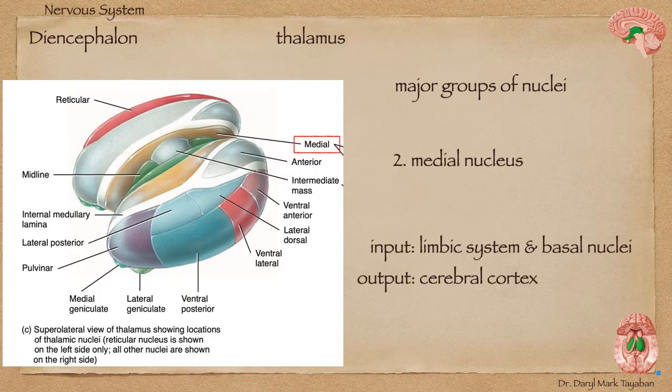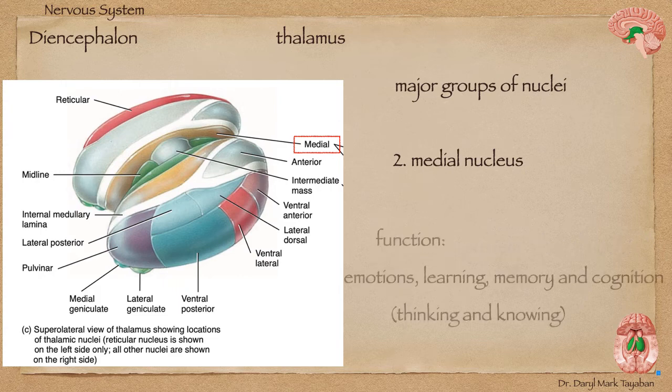For the next one, the medial nuclei receive inputs from the limbic system and basal nuclei and send output to the cerebral cortex. The function is more on emotions, learning, memory, and cognition. So this is the thinking and knowing part, the medial. This is for the thalamus as well, but the main thinking and learning will be later.